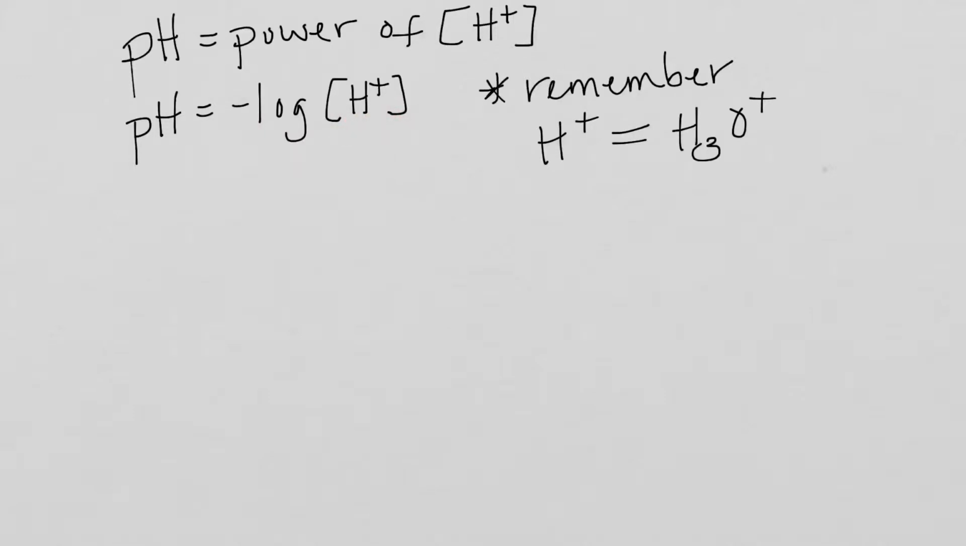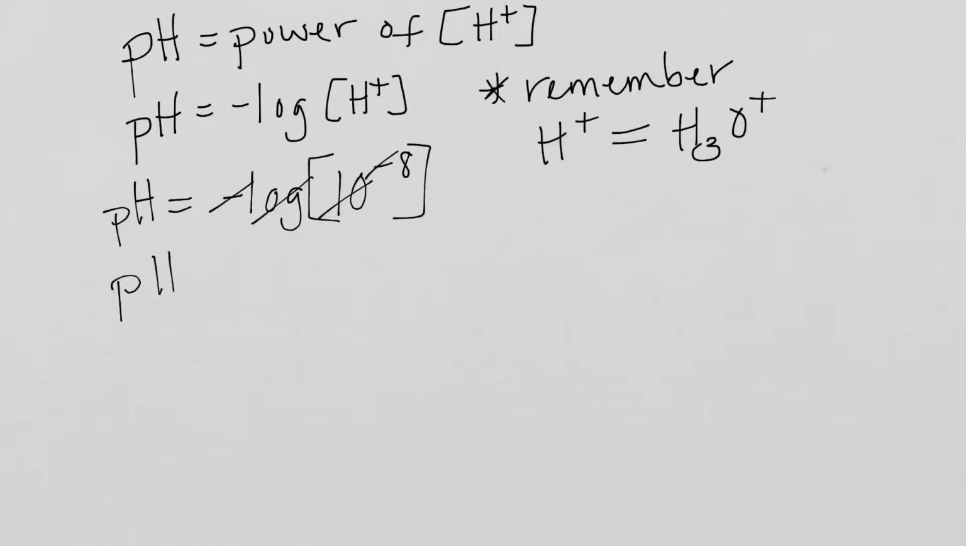Now, when you do this, let's say you had a molarity or a hydrogen ion concentration of 10 to the negative 8. How this works is you have the negative log of this, and brackets will mean concentration. Okay, so what's that pH? Well, how this works is log cancels with the powers of 10 and the negatives cancel. So you have a pH of 8.